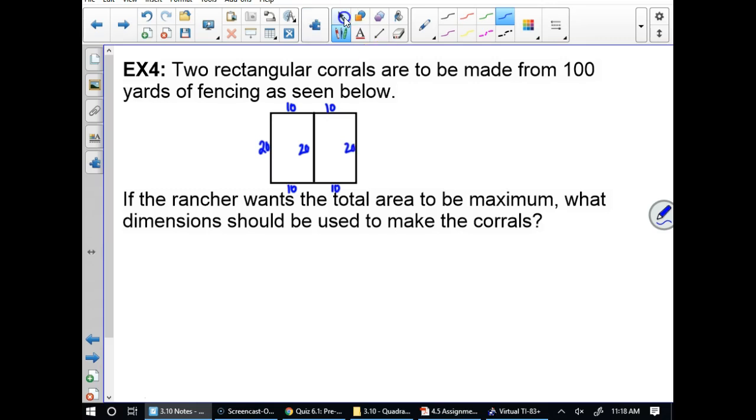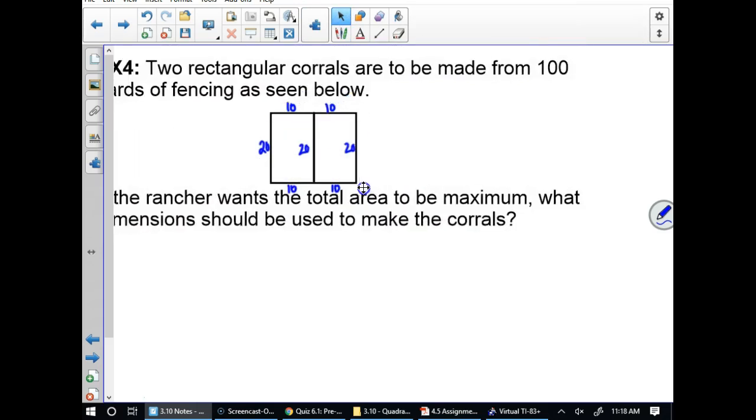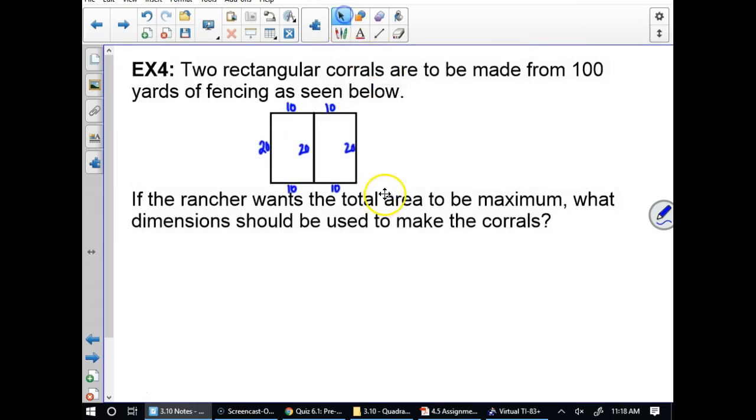Or, let's see if it'll let me copy and paste this. Ooh, that is not what I meant to do.